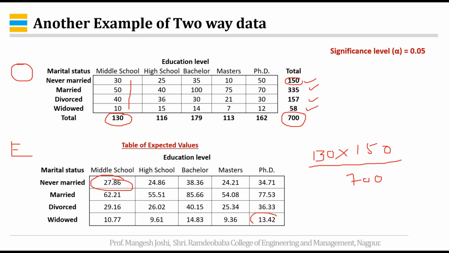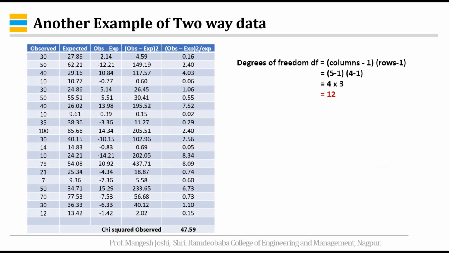So for example, if we want to calculate this value, that will be 162 multiplied by 58 divided by 700. So in this way we have calculated the expected values. Now I have listed the observed values vertically. The second column represents the expected values, then observed minus expected, then the whole square, then observed minus expected squared divided by expected, and the summation of this will give you the chi-square observed or chi-square calculated value.